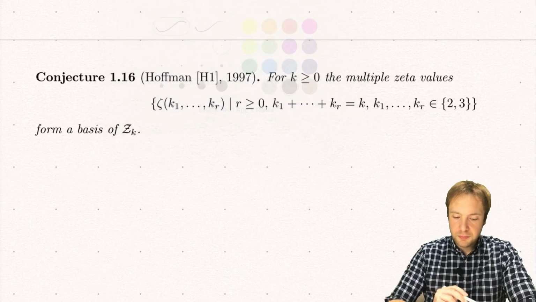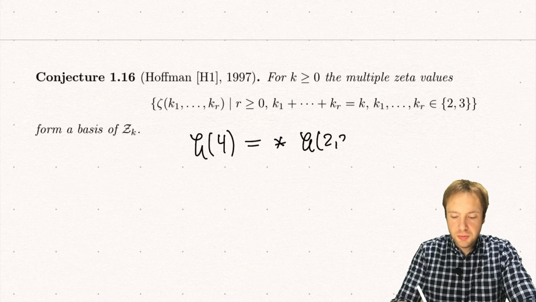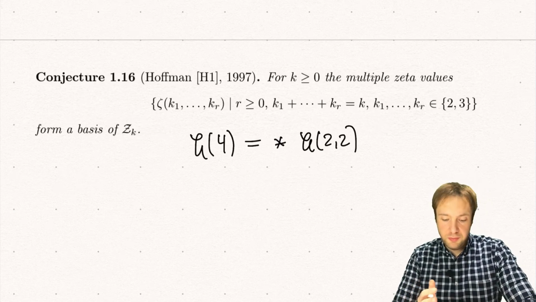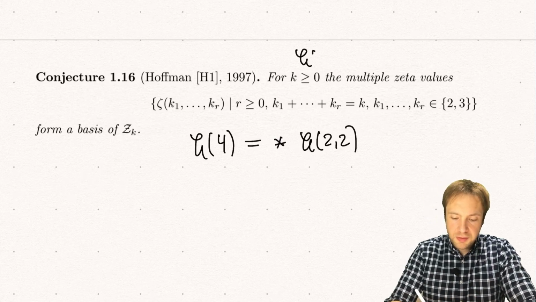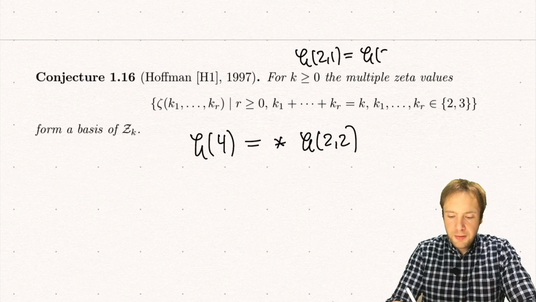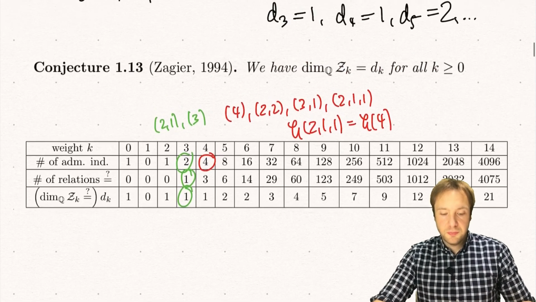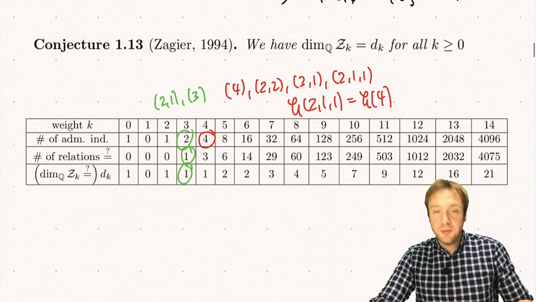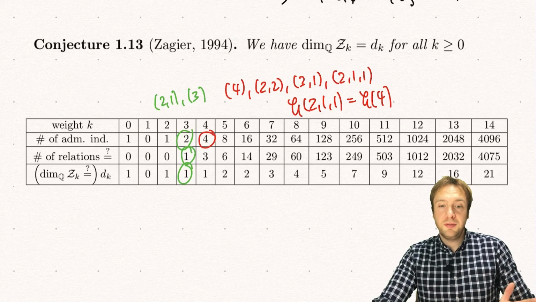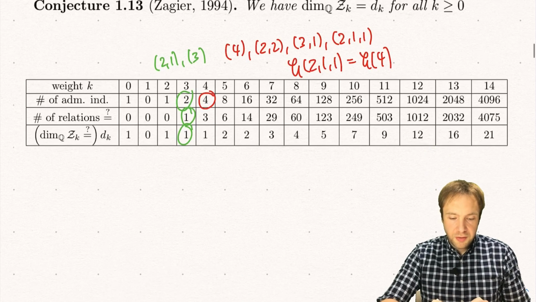So in other words, for example, zeta 4 should be some multiple of zeta 2, 2, and zeta 5 should be expressible as zeta 2, 3 and zeta 3, 2. And for example, zeta 2, 1 we already saw is zeta 3. At this point, what I want to show is how Zagier came up with this conjecture. What he did is computer experiments, and I want to show you a little bit how to do this.